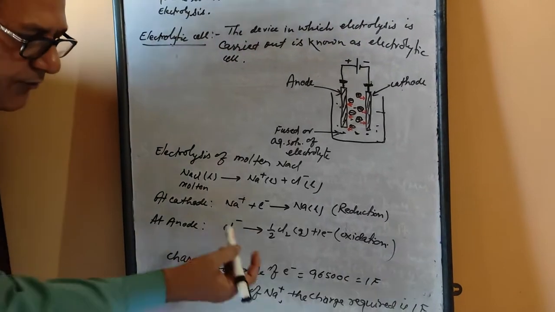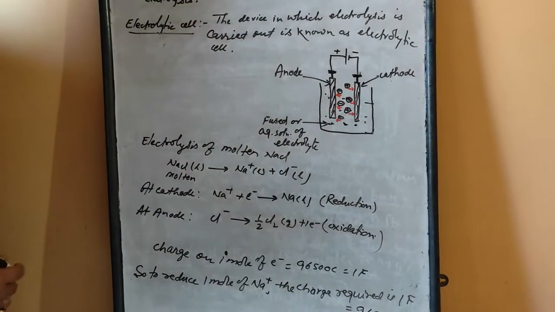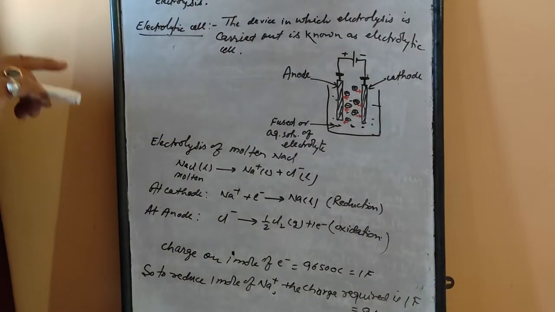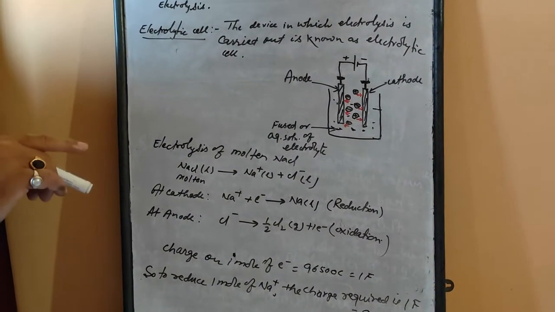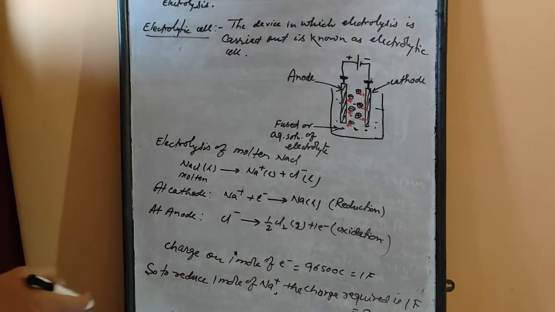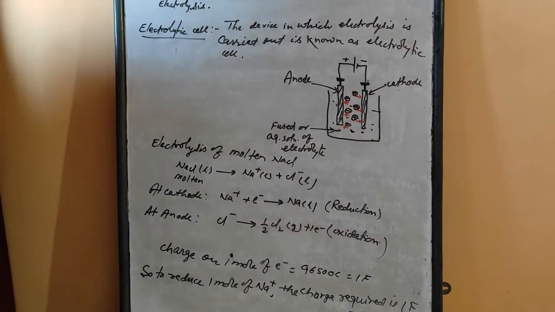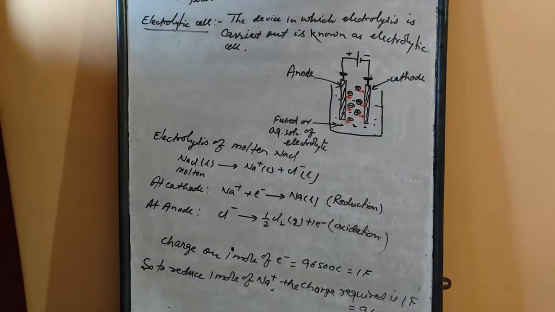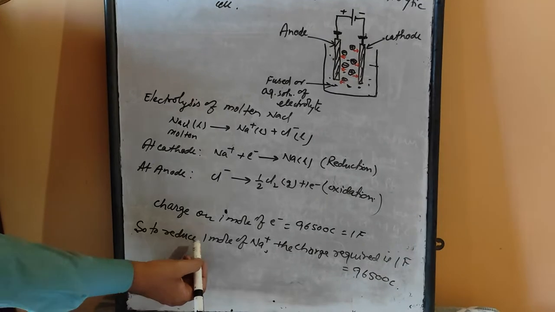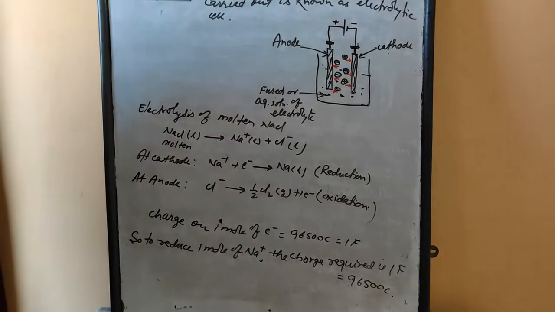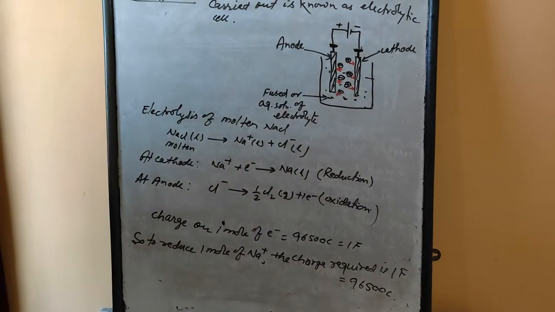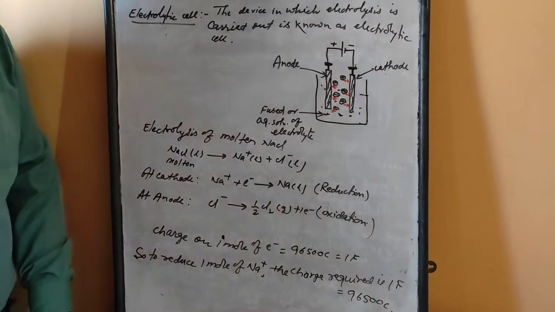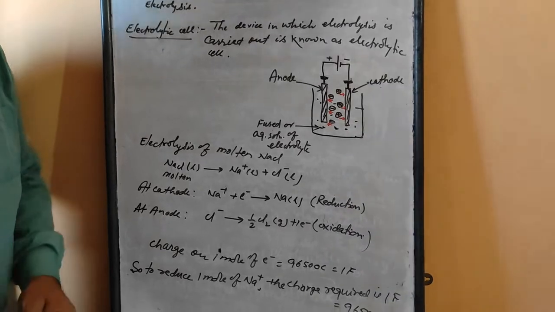What is the charge on 1 mole of electrons? 6.022 × 10^23 × 1.6 × 10^-19 coulomb. So that value will be 96,500 coulomb, and that is equal to 1 Faraday. Now, to reduce 1 mole of Na+, the charge required is 1 Faraday, that is 96,500 coulomb.